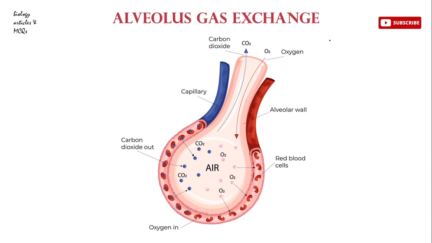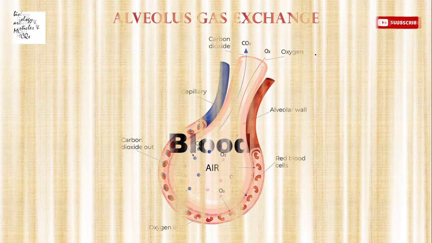So here we can see that there are some alveoli shown, and the oxygen is entering here, and this oxygen will enter into the blood, and the carbon dioxide will enter from the blood to the alveoli. Then the difference is on the basis of the blood.